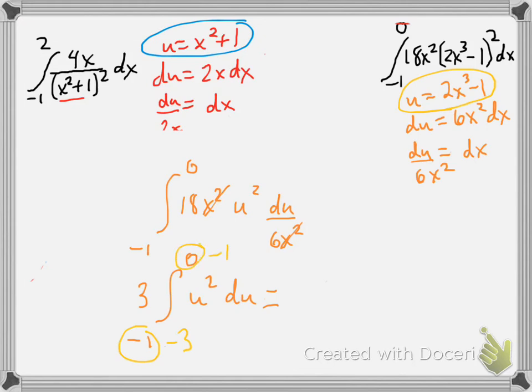Not sure it makes it any easier on this one. 3 u to the third over 3, from -3 to -1. Before you plug everything in, if you want, you can see that. Then it is easier. -1 minus -27, which would be 26.